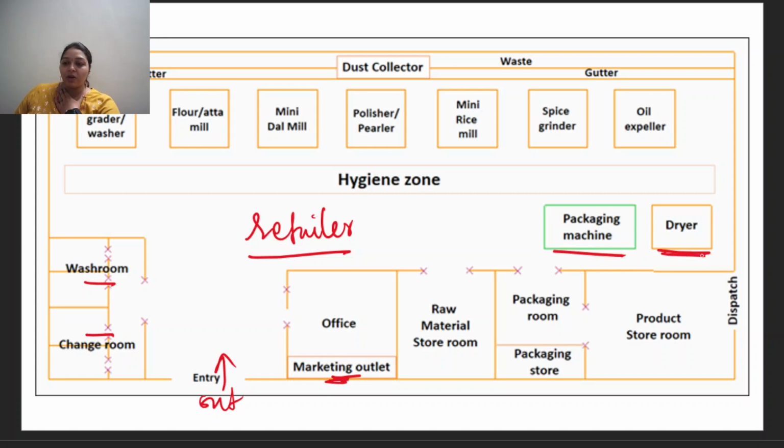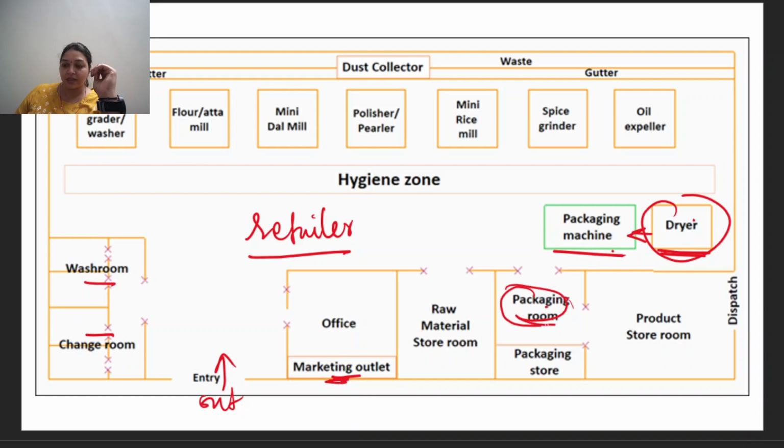Then there is a dryer and there is a packaging machine. Dryer means maybe the flour has to dry, the polished rice has to dry. Of course, oil doesn't have to dry. Whatever is ground into powder format, maybe they have to dry it so that it doesn't get spoiled, all the moisture is taken away, right? And then once it is dried, it is packaged. This is the packaging machine, right? So here it is packaged. So here it is the packaging room.